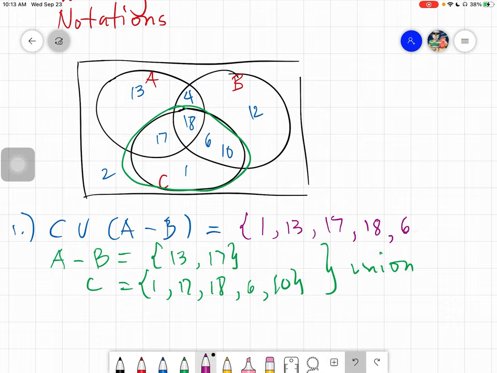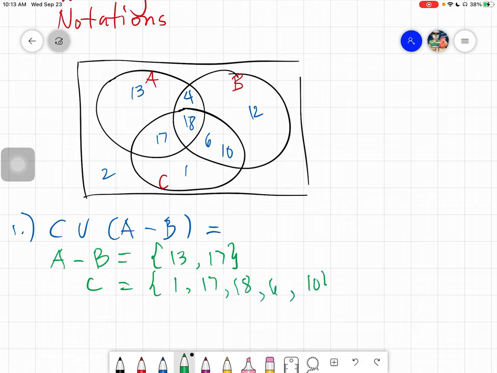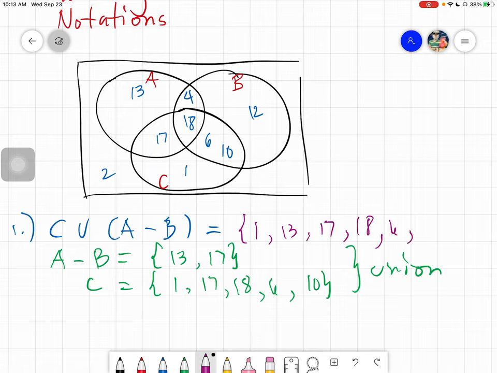Wait for a while, let me just delete the other circle. Okay, so let me rewrite this one. It's 1, 17, 18, 6, and then 10. Then we need to find the union. Then of course the elements again, I'll just write it down. It's 1, 13, 17, 18, 6, and then 10.